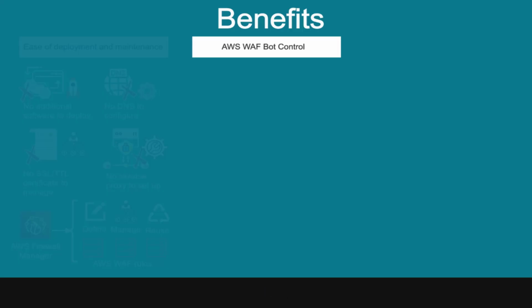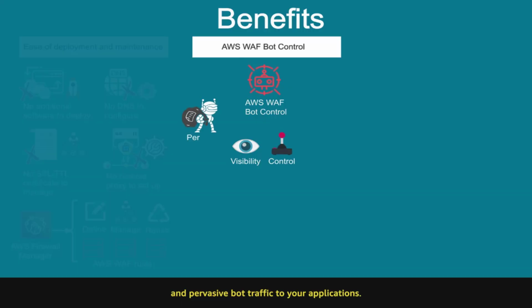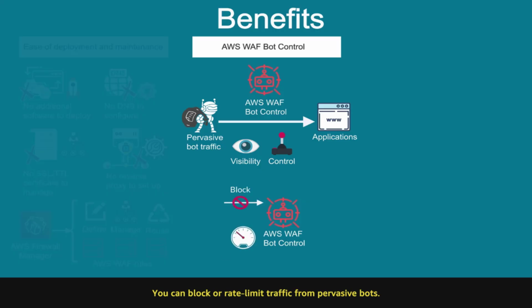AWS WAF Bot Control. With AWS WAF Bot Control, you get visibility and control over common and pervasive bot traffic to your applications. You can block or rate limit traffic from pervasive bots.